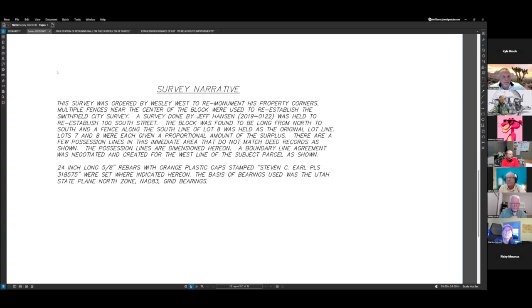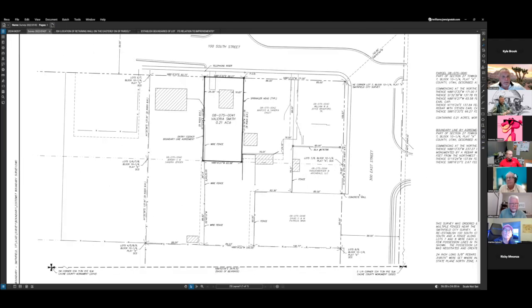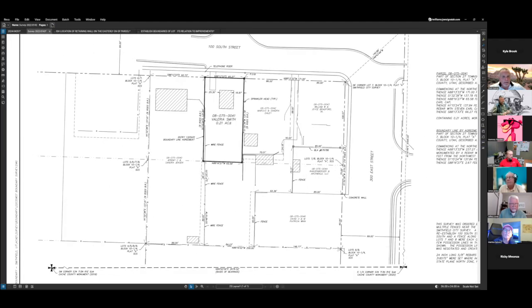There are a few possession lines in this immediate area that do not match deed records as shown. These possession lines are dimensioned hereon. A boundary line agreement was negotiated and created for the west line of the subject parcel. And then this was what set stamped. And so they've got a great exhibit here of how the fences fit areas, didn't fit areas, and how they came all that together. So as you read through this, you kind of understand the thought process that the surveyor was or wasn't going through on this. And so kind of a good, better, best example there through three different surveyors.